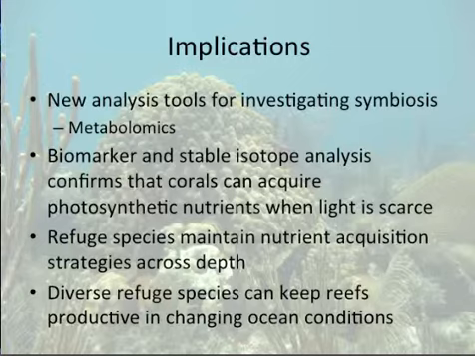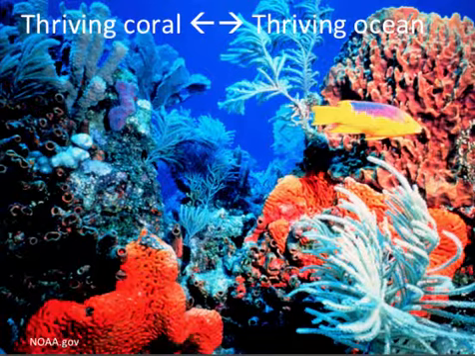So regardless of what depth it's living at, it gets nutrients from feeding and from translocation, which should make it a resilient species. And diverse refuge species can keep reefs productive, even when ocean conditions change. So using all of these tools and techniques, we can work to identify lots of different species that can be emphasized when coral preservation and coral restoration efforts are taking place, which is all in the goal of ensuring that we have thriving coral, which goes hand in hand with a thriving ocean.